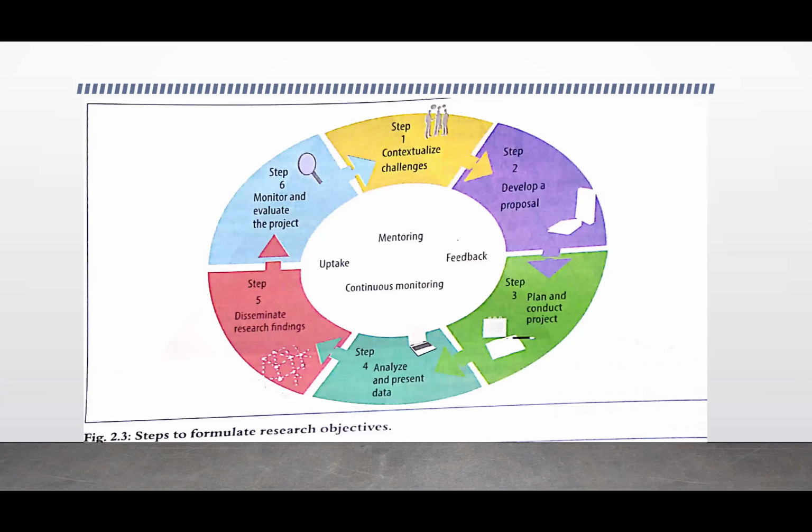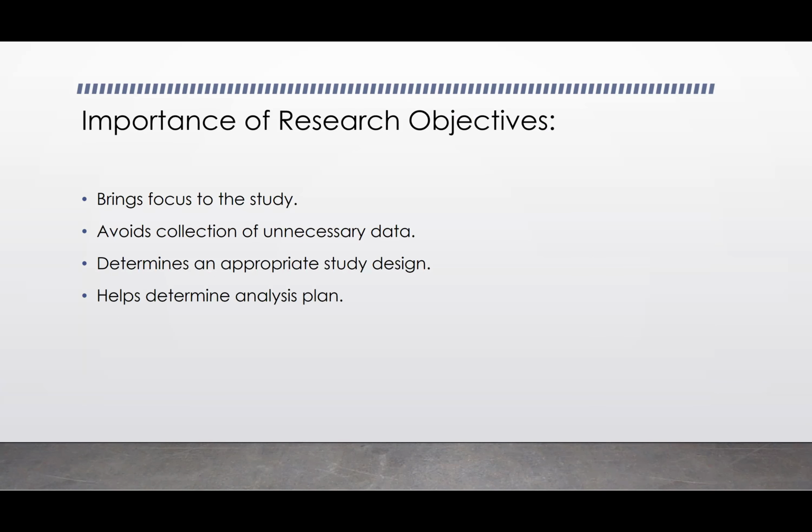These are the steps to formulate a research objective. The first step is to contextualize challenges, then develop a proposal, and then plan to conduct the project. In the fourth step, analyze and present data. In the fifth step, disseminate research findings. And in the last step, monitor and evaluate the project.